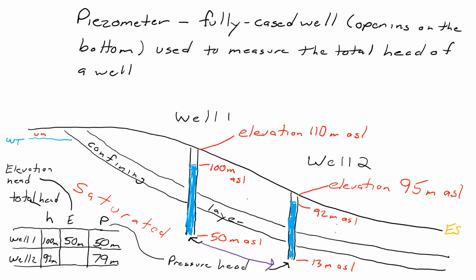50. You actually had it right with the wrong reasoning earlier, thanks to me. 50. What's the elevation head for well 2? 13. The base of the well is 13 meters above sea level.